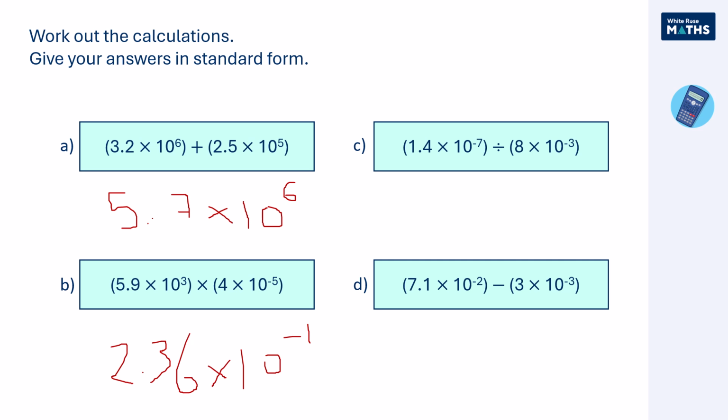Okay, and then part C. So 1.4 divided by 8. Obviously work it out if you want to. So half it and then half it and then half it again. So it's going to be 0.7, 0.35. And then what's half of 0.35?